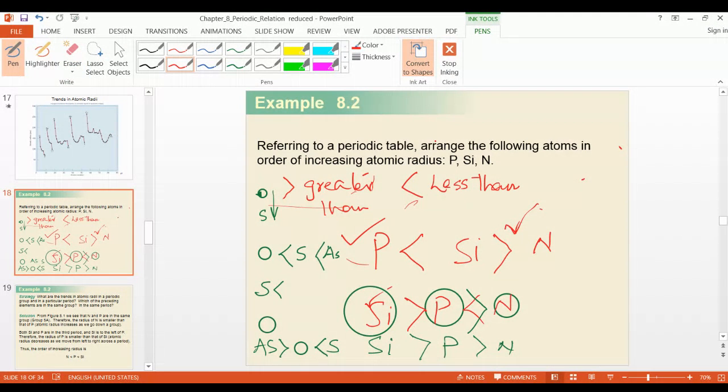Now you are talking about fluorine and silicon. Fluorine is on the top, and where is silicon? Silicon is here, right? You can use this concept. This one is bigger, this is small. Clear? Top to bottom.